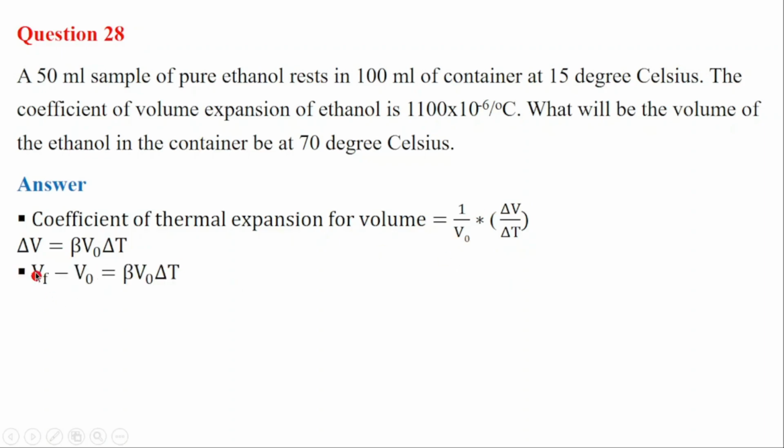The change in volume will be equal to the final volume minus the initial volume, which is equal to the coefficient of thermal expansion times the initial volume times delta T. So we can then put in the values. We have VF, which we need to calculate, minus the initial volume of 50 milliliters, equal to beta, which was given as the coefficient of thermal expansion, times V0, the initial volume of 50 milliliters, times the change in temperature, that means 70 minus 15 degrees Celsius, which gives 55 degrees Celsius.